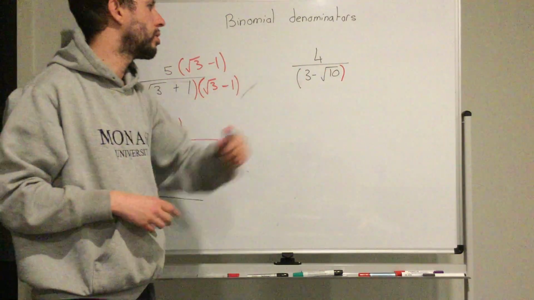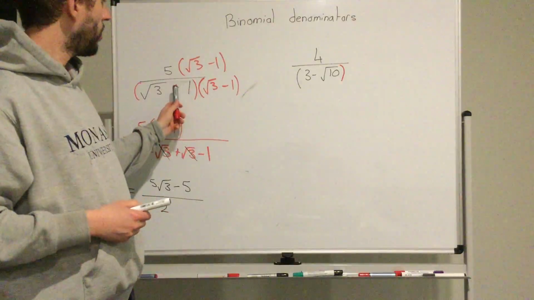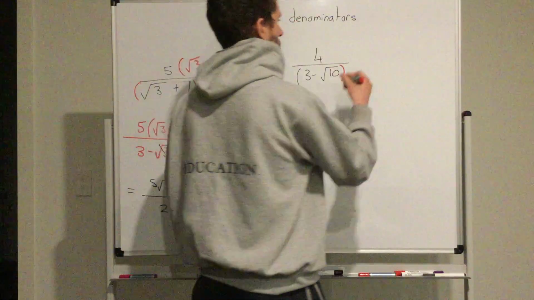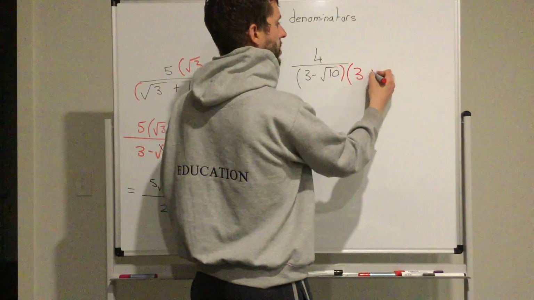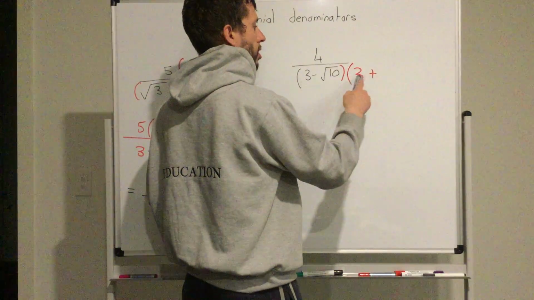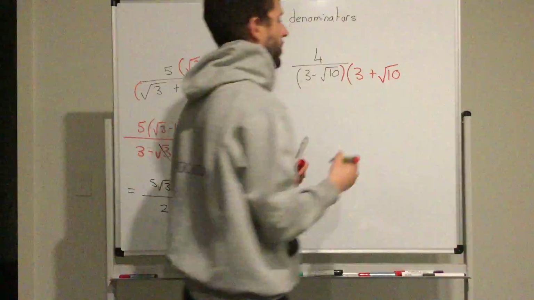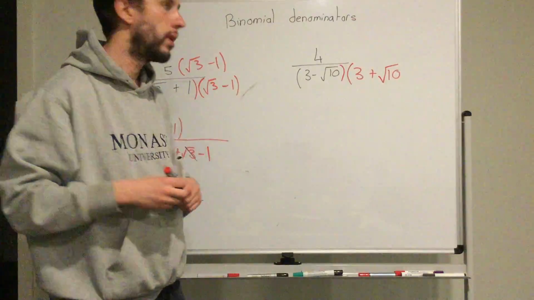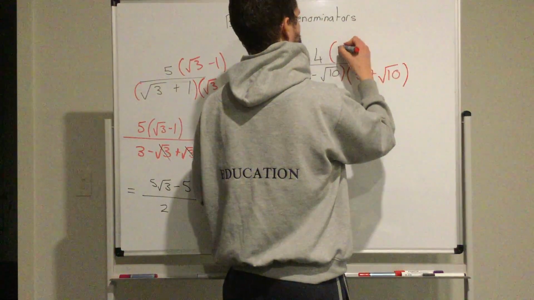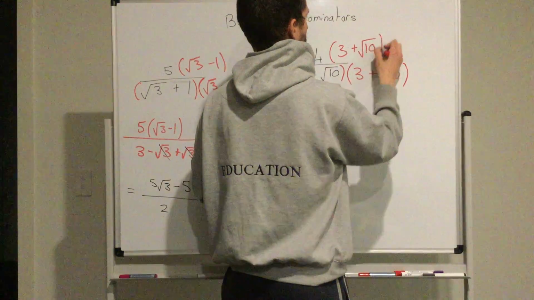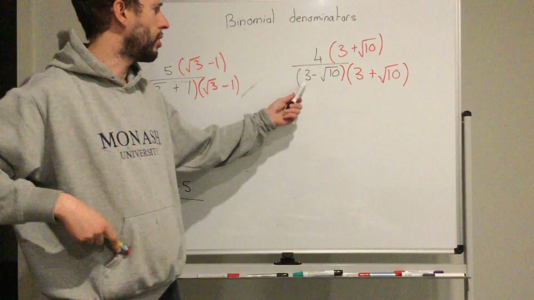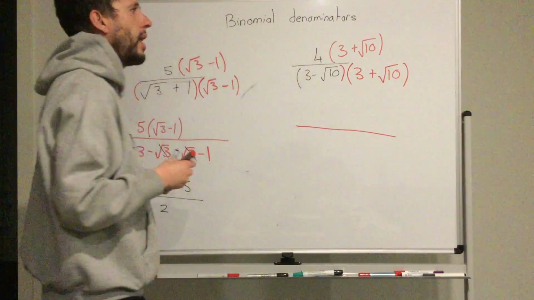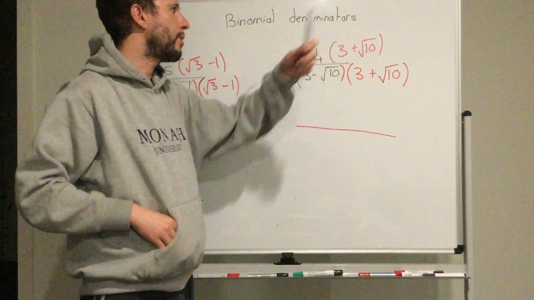Let's have a go at moving on to this one. Now this time, the first one we had a plus, this one we've got a minus. So the opposite of minus is a positive. So I'm going to times the bottom by the exact same, but instead of negative, it's positive. So 3 plus the square root of 10. Whatever I do to the bottom, I must do to the top because it is an equivalent fraction. So I'm going to times the top by 3 plus square root of 10. Now I'm going to expand it. So I'm going to draw my line. Everything on the outside of the bracket is going to be times by everything inside the bracket.